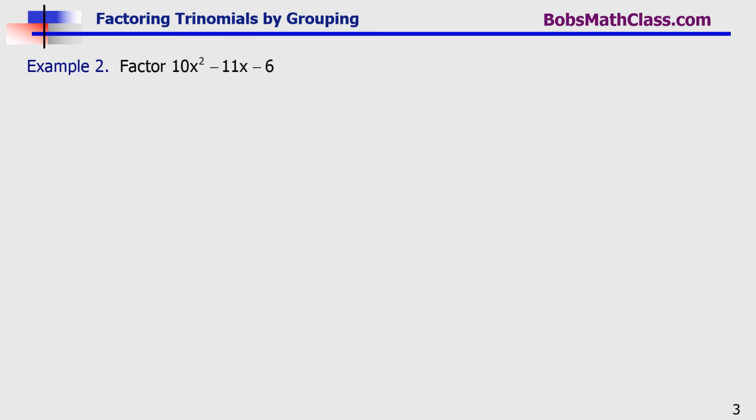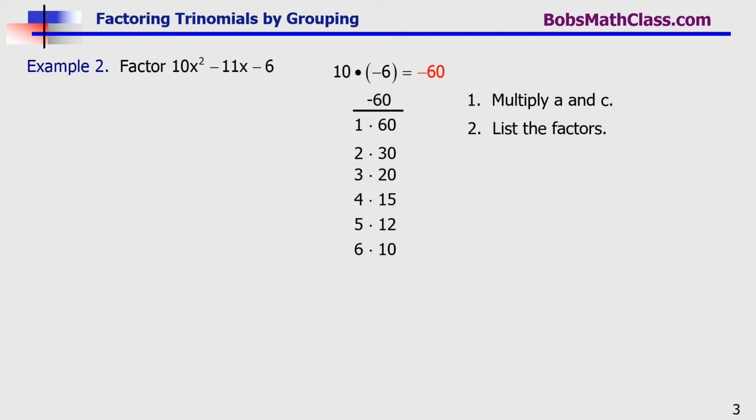Okay, here's our next example. Again, you might want to try to pause the video and give it a shot. All right, multiply the first number and the last number. -60. List all your factors. This one has a lot, right? 1 times 60, 2 times 30, 3 times 20, 4 times 15, 5 times 12, and 6 times 10.